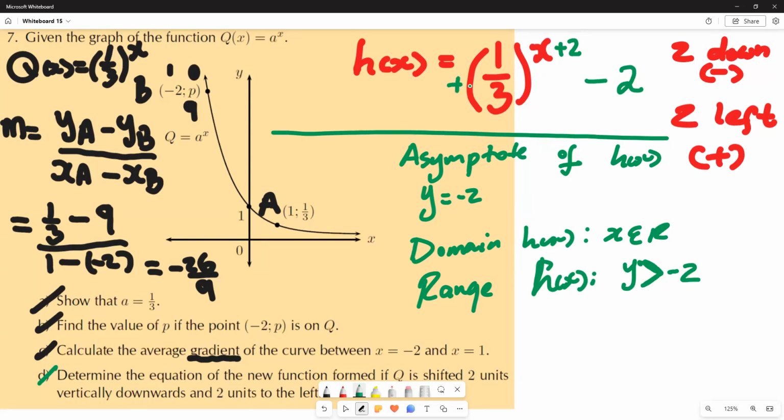And don't say or equals to. You can use these symbols. Why? Because an exponential function has an asymptote, so we will never touch -2 in this case. That's why we just say greater than -2, not including, because -2 is our asymptote.